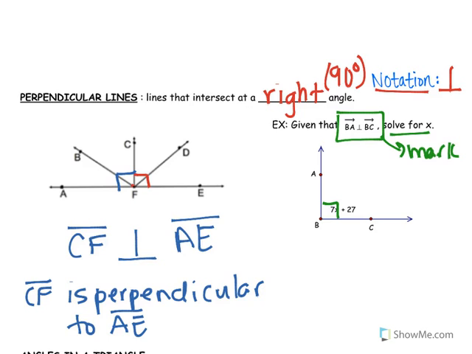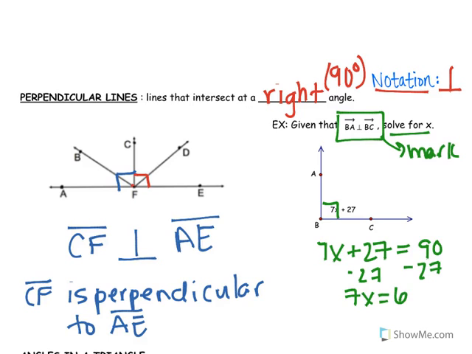So now I know the equation I can set up is 7x plus 27. That's going to equal, well, that expression is representing the angle ABC, and we know that angle is 90 degrees. And so solving here, subtract 27 from both sides, and I get 63. So 7x equals 63, divide by 7, and x equals 9. And there is my answer.